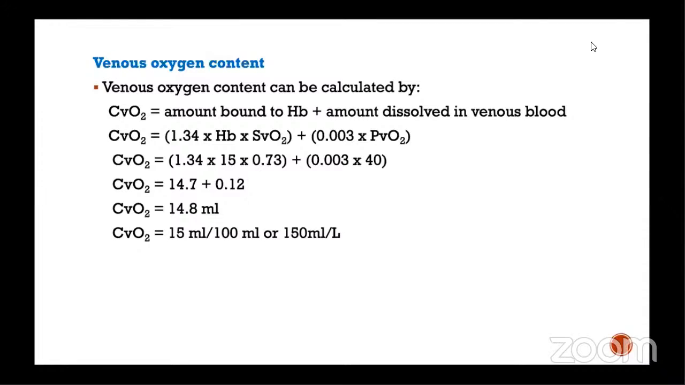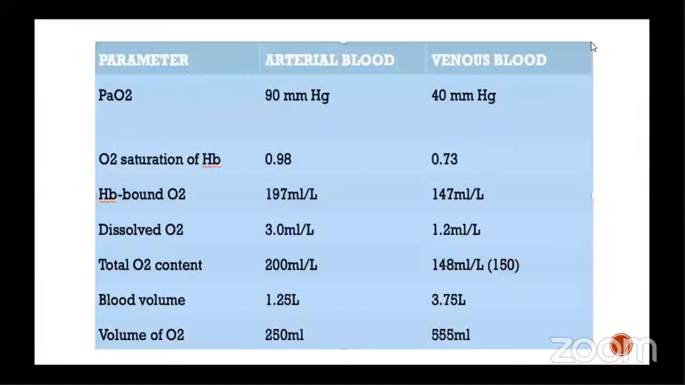We will add it to the 0.8, the 12 mils, which we derive from the venous blood. That brings us to about 148 mils, approximately 150 mils per liter of oxygen available in the venous blood.